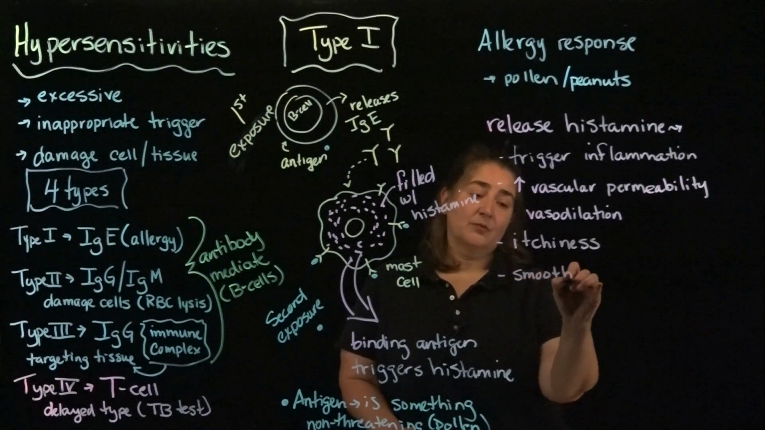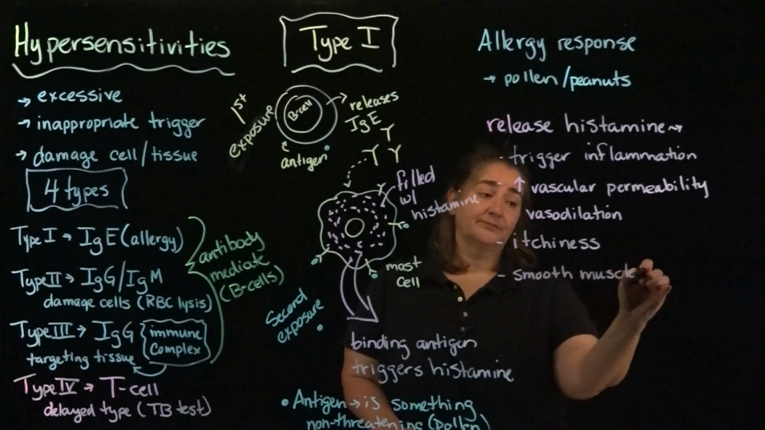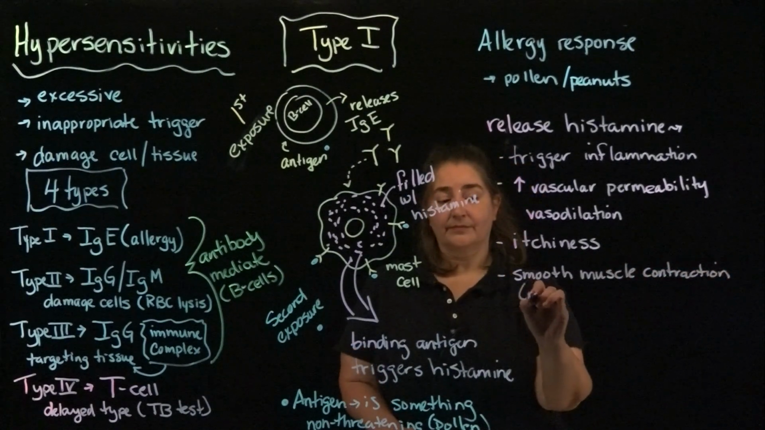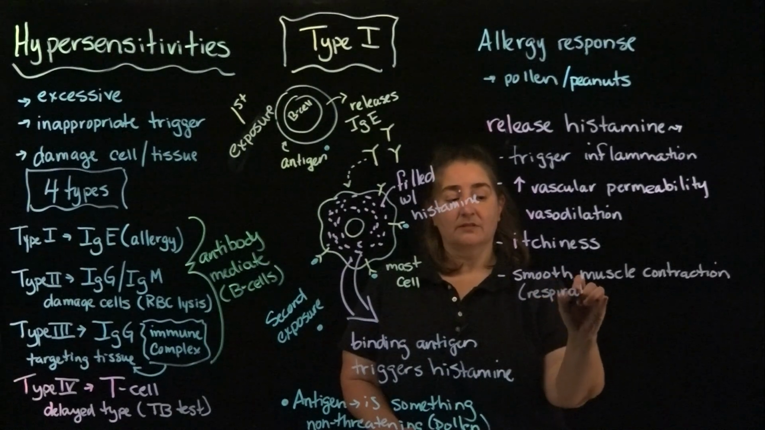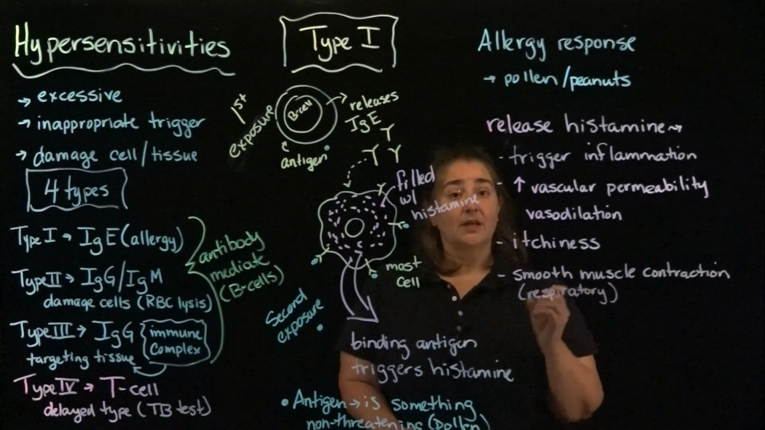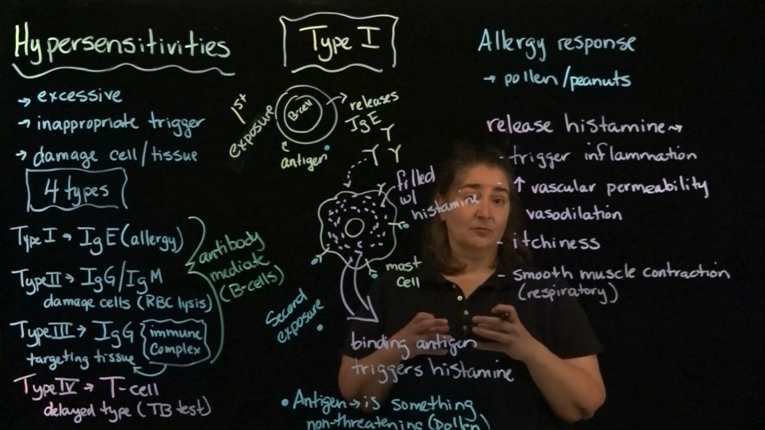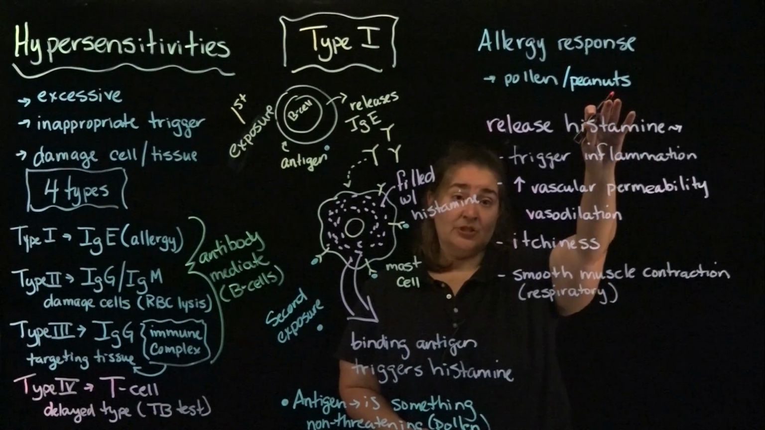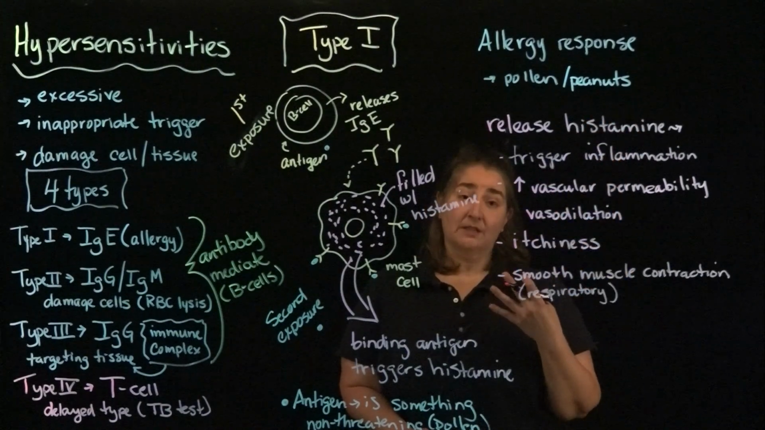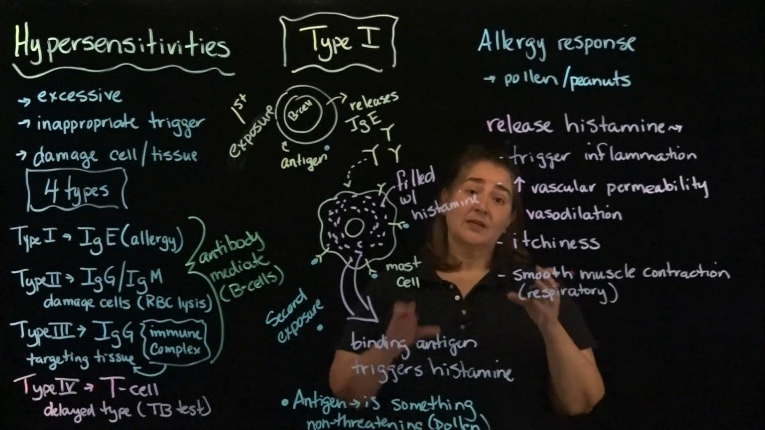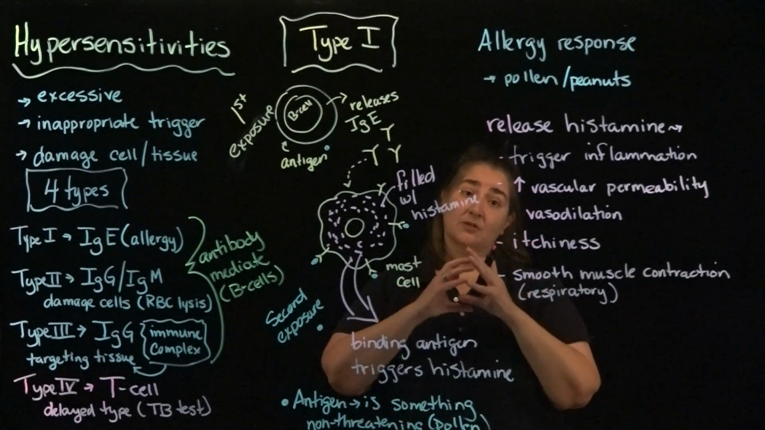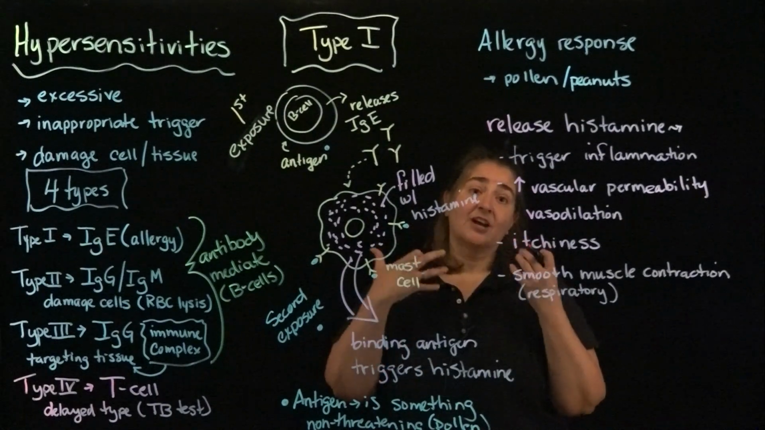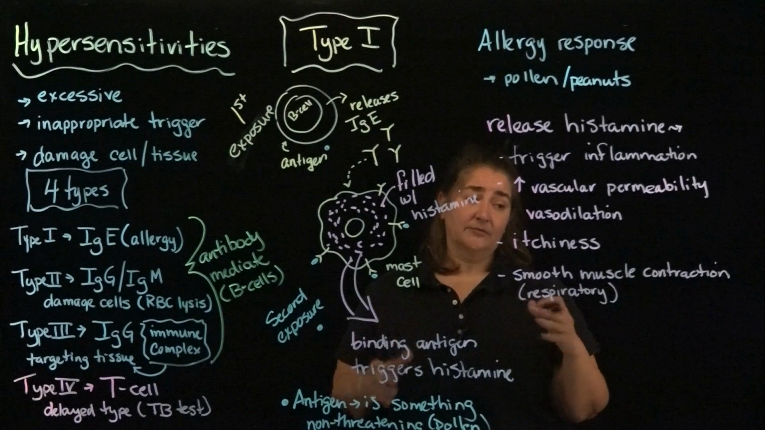You also get smooth muscle contraction in the respiratory system, okay? And that contraction in the respiratory system can lead to breathing difficulties. So some people who have allergies to peanuts, they feel like they can't breathe. They can't breathe because the smooth muscle around their bronchioles is contracting and they're not getting air deep into the lung, okay?